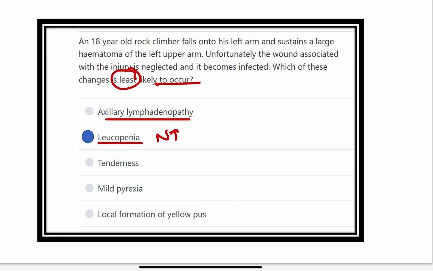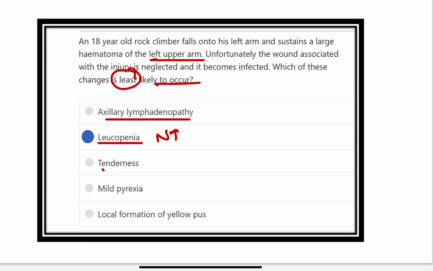And axillary lymphadenopathy: when there is inflammation in a specific part of the body, what occurs? Reactive lymphadenopathy develops, or infection may spread from the local area to the draining lymph node and cause lymphadenopathy. As the lesion is in the upper arm, the lymph drains to the axilla and the axillary lymph nodes enlarge.